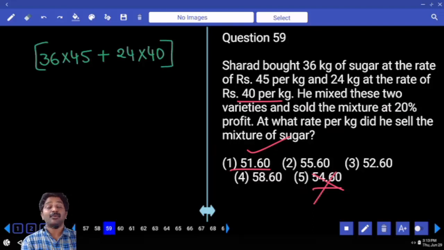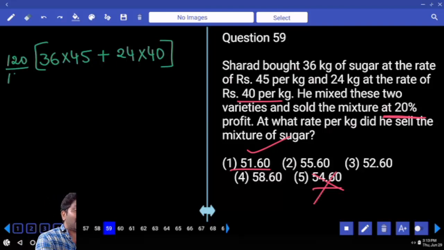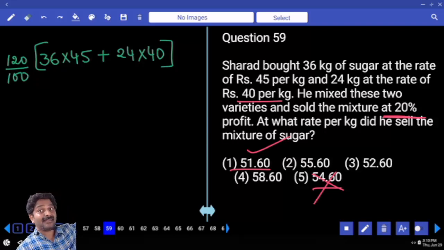But now when you want to sell it, how much profit percent you are expecting? That means you need to sell it at 120% only. That I will write as 120 by 100. Yes, this is total selling price. But now if you look at your question, at what price per kg you need to sell the item, right? Per kg calculate cheyali.